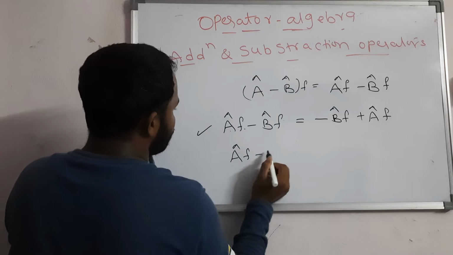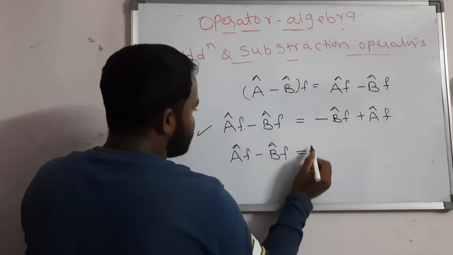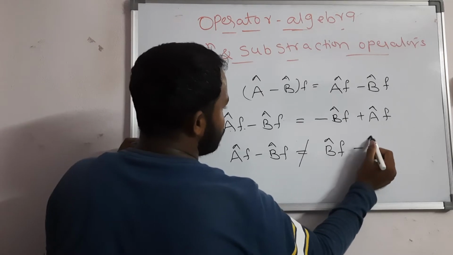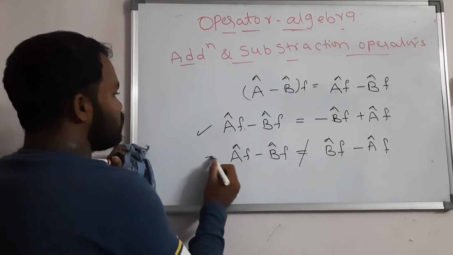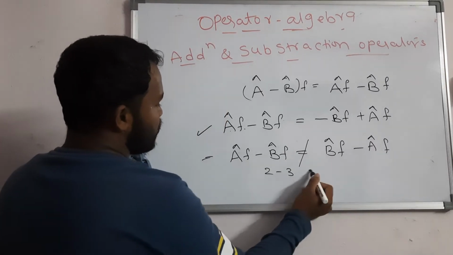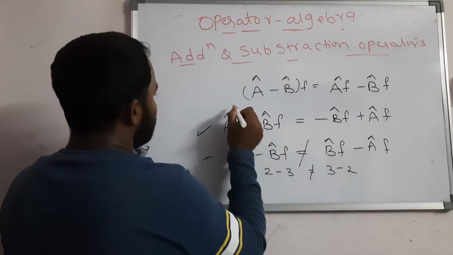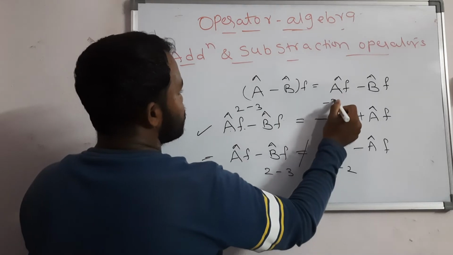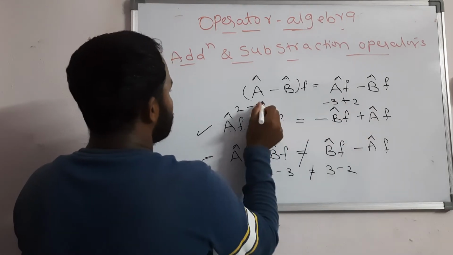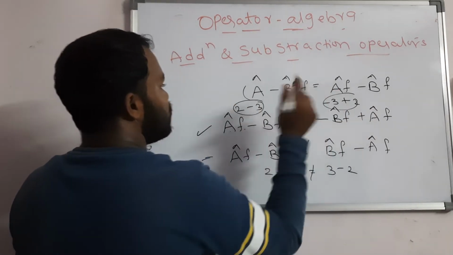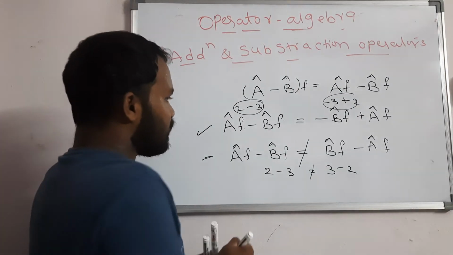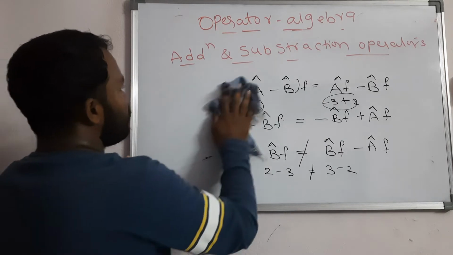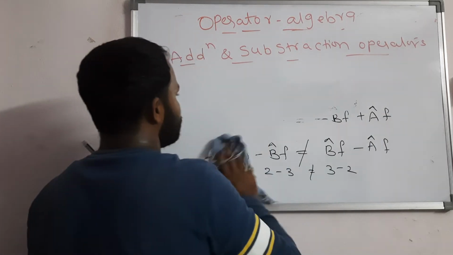So A cap into f minus B cap into f is not equal to B cap into f minus A cap into f. This is the same as 2 minus 3 not being equal to 3 minus 2. Here 2 minus 3 is equal to minus 3 plus 2, so both are minus 1. You understood this; it is not required for us, just remember this operator. So this is about addition and subtraction operators.